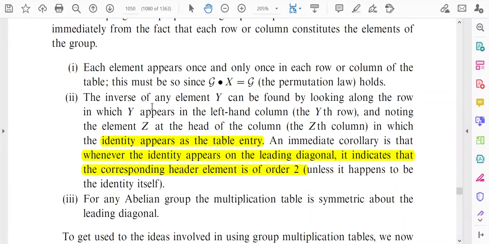The inverse of any element y can be found by looking along the row in which y appears in the left hand column, that is the yth row, and noting the element z at the head of the column, that is the zth column, in which the identity appears as the table entry. It means that suppose you want to find the inverse of a particular element, then what you have to do? At first you have to trace where the identity element appears in the multiplication table.